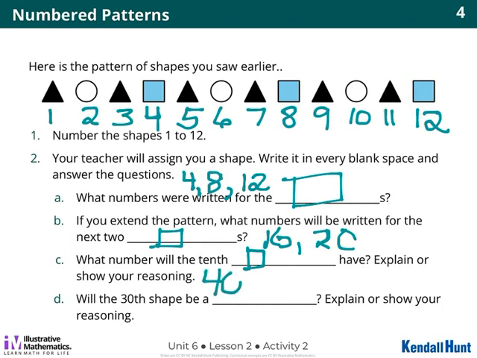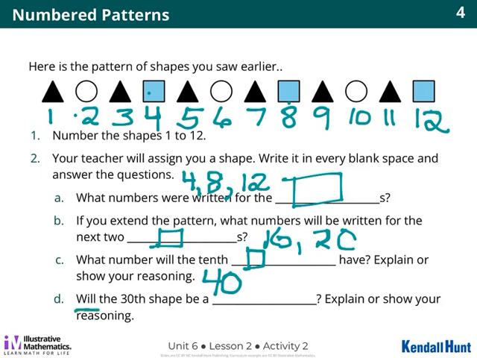Because 4 times 10 equals 40. So we know the 10th square is 10, right? Well, no. Squares, 1, 2, 3. Yes, so it would have 40.